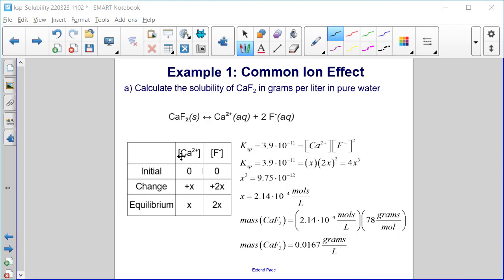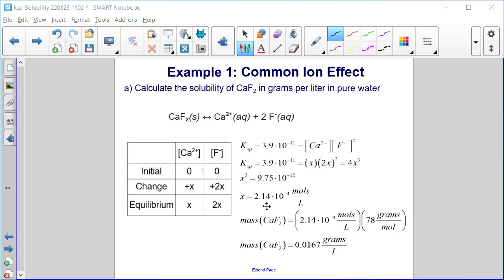At equilibrium, we have some unknown amount of calcium ion, which we call X, and fluoride ion, which we call 2X, given that for every 1 mole or 1 formula unit of calcium fluoride, we have 1 calcium ion and 2 fluoride ions at equilibrium. So the concentration of the fluoride will be twice as much as the concentration of the calcium, so 2X. If we substitute X and 2X into our KSP expression, we get that KSP is equal to 4X cubed.